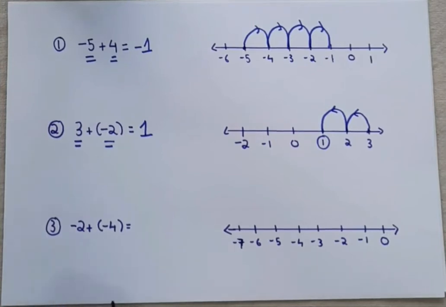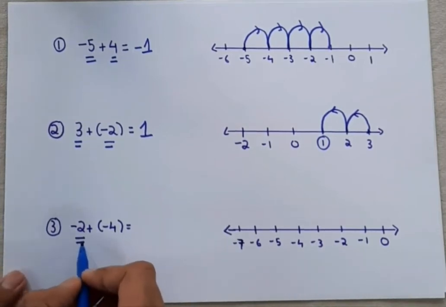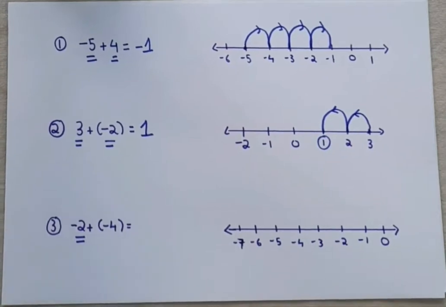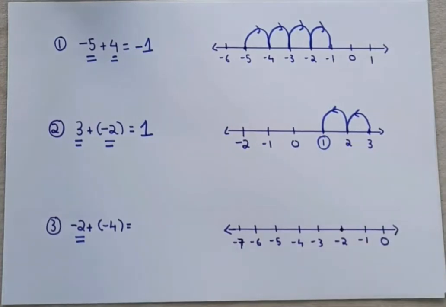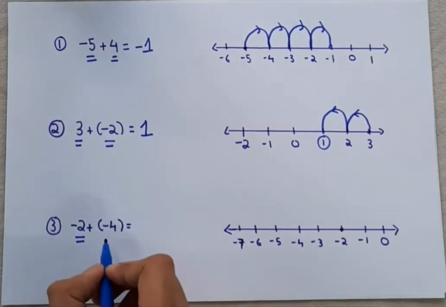Let's look at the third sum, and that is -2 plus -4. Now the first number is -2. So -2 will be our starting point. So we are over here, -2. Now the second number, which is -4.